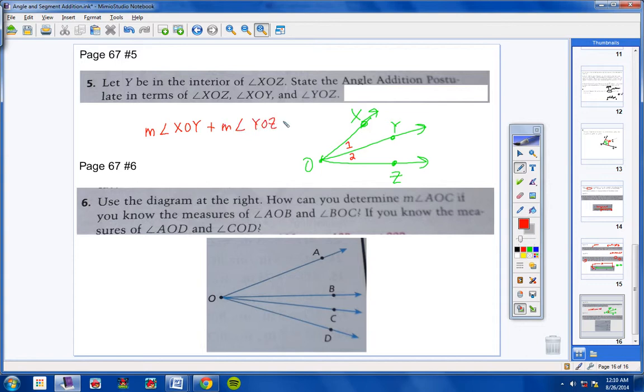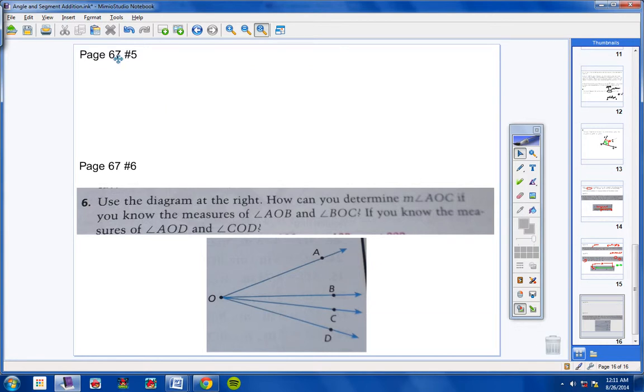YOZ equals, now if I'm taking this little angle right here with 1 dot and this little angle here with 2 dots and I'm adding them together, I'm getting this entire big angle right here. So the measure of XOY plus the measure of YOZ equals the measure of angle XOZ, this whole angle, okay? So you just stated the angle addition postulate using those angles, okay?